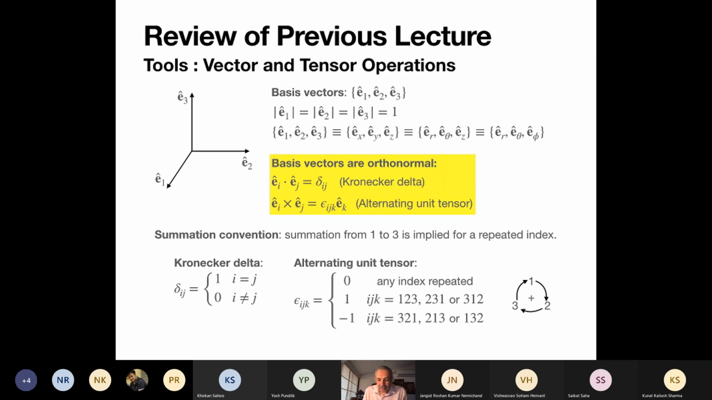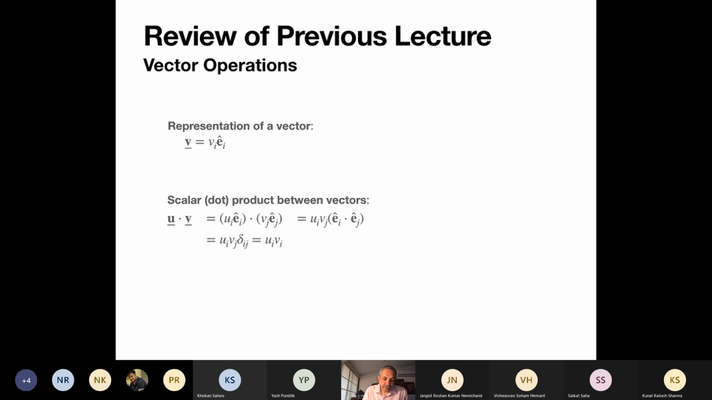And the cross product between any two unit vectors is the alternating unit tensor times Ek, where this alternating unit tensor is 0 if any index is repeated. So if it is 1, 1, 2, then epsilon of 1, 1, 2 is 0. It is 1 if the indices are in this order, and it is equal to -1 if the indices are in the reverse order. And using this, we can do all sorts of operations, and we saw a couple of examples.